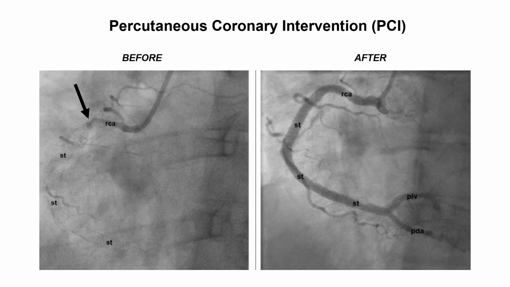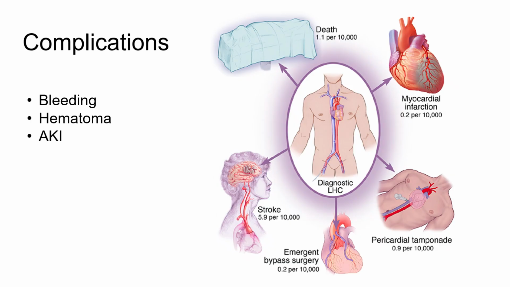You can see here they did do a PCI, a percutaneous coronary intervention. On the left side there is an obstruction and it was successful. On the right side you can see that nice blood flow circulation there. So complications that can happen post cardiac cath.